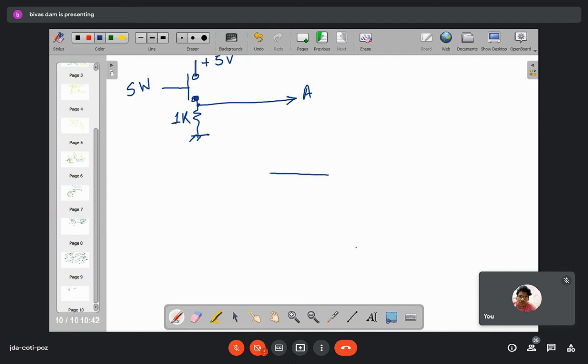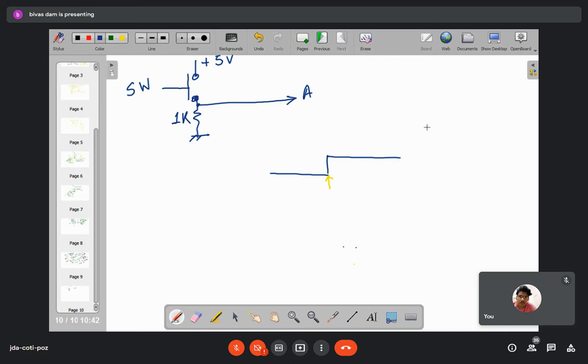So let at this time instant the switch be closed. What will happen at that point of time? The switch has been closed, so the logic value will be 1. It will go to logic 1. And if the switch remains in that position, what will happen to A? That will remain at logic 1, isn't it? Yes, sir. So this is the ideal scenario.